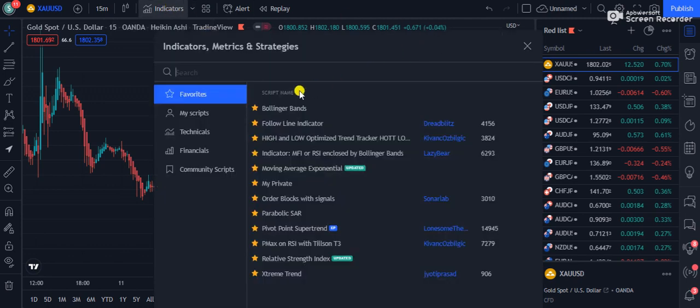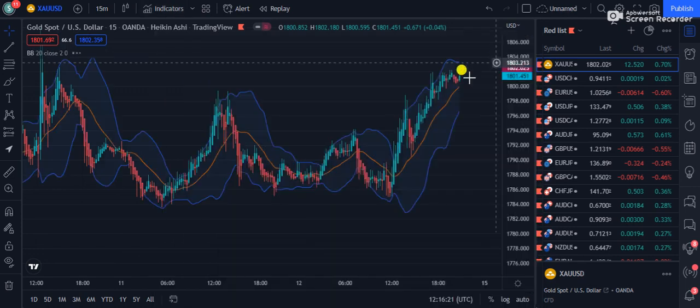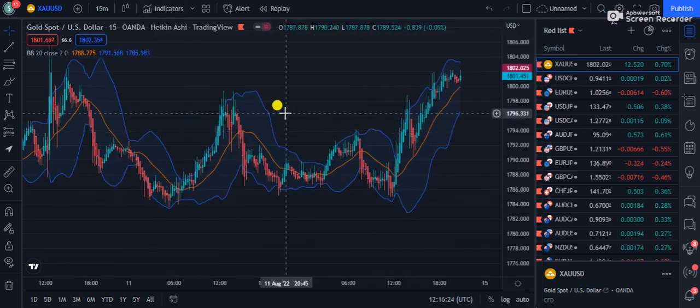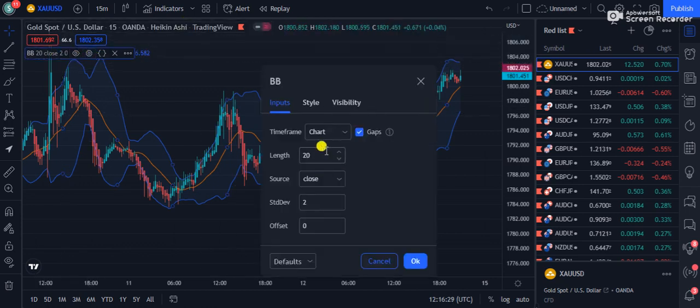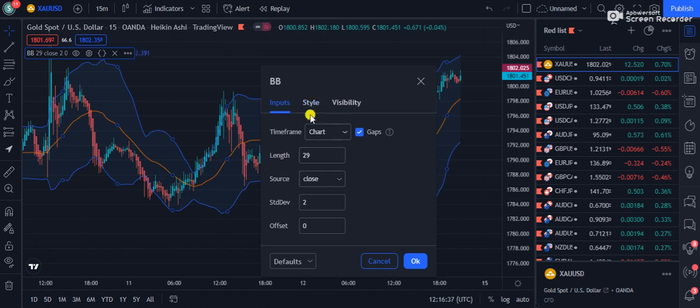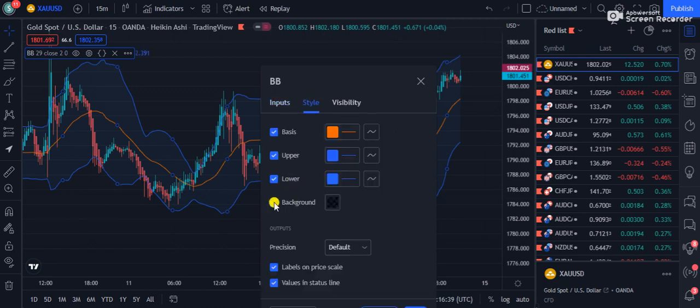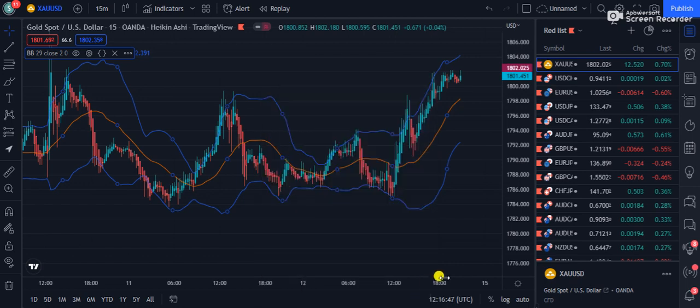Right, so the first indicator that we will be using is the simple Bollinger Bands. Please note that we do not need the Bollinger Bands by any author. It should be simple in nature, exactly like this that you can see on my screen, right? Okay, so let's have a look into the settings, whether we have to change any settings. So from 20, please set this to 29. So we will change the inputs a little bit from 20 to 29, and inside the style section, please remove the background because we don't need the background. So just press OK and set it up like this. Okay, so this is the simple Bollinger Band that we have just used.